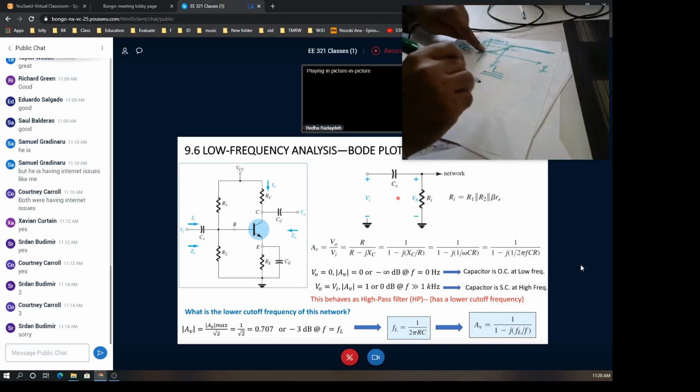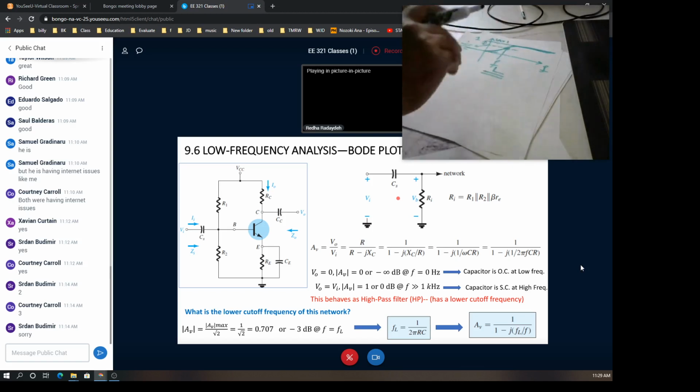Because the gain is increasing. You see, if you increase the operating frequency of the input voltage, the gain is increasing, up to a certain frequency where the gain will be unity. That frequency is maybe 10 times, 20 times, 30 times that lower cutoff frequency. The lower cutoff frequency provides us a gain which is 1 by square root of 2 of the maximum, or 0.707 of the maximum. We need to find FL.